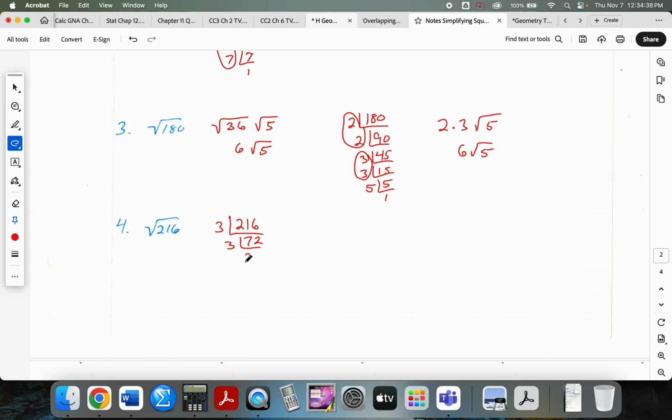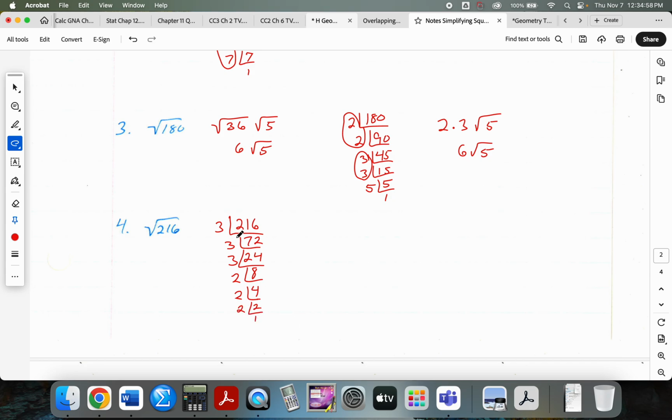3 goes into 72 twice with 1 left over. 3 into 12 goes 4 times. I can divide by 3 again, and that's 8. Divide by 2, that's 4. Divide by 2, that's 2.